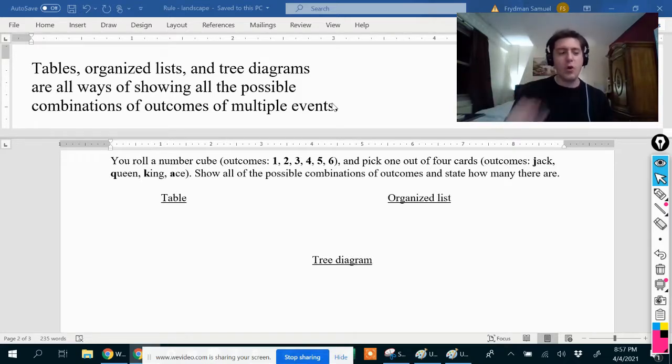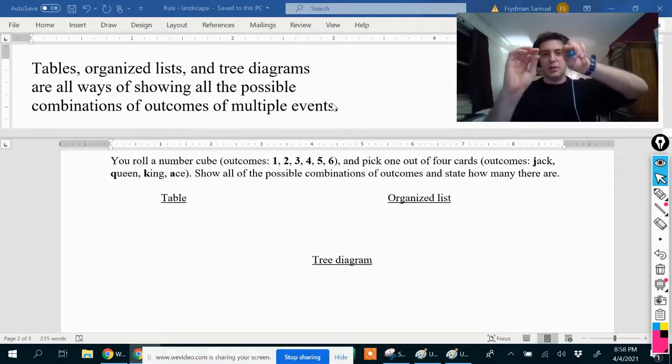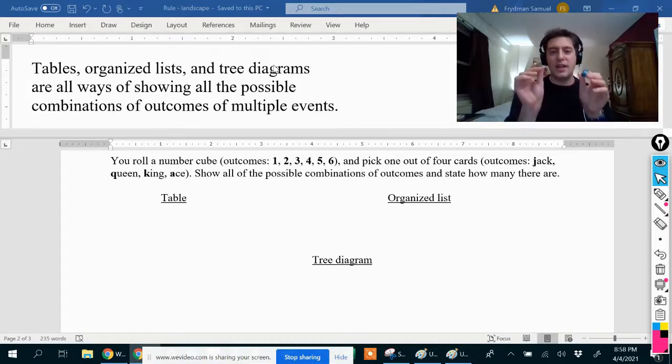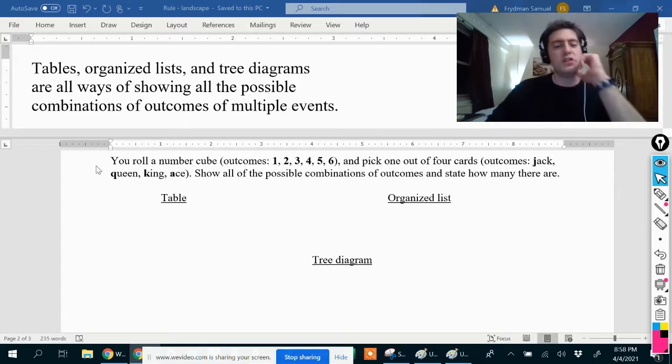So I will flip a coin and I'll roll a die. So what are some possible combinations? Well, maybe I flip the coin and I get heads, and maybe I roll the die and it comes up 4. So that's one combination, heads and 4. Another combination might be tails and 2. Okay, so using these tables, organized lists, and tree diagrams, we're going to systematically list every possible combination that might happen.